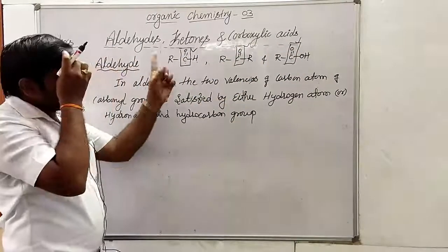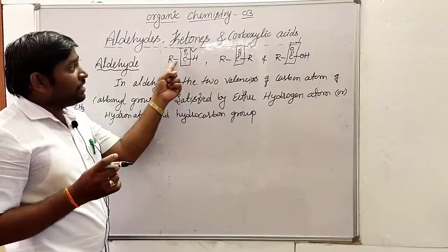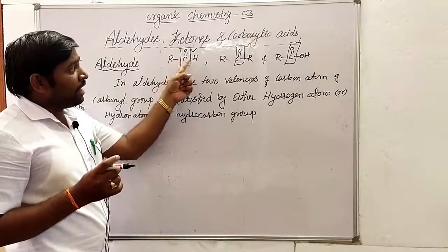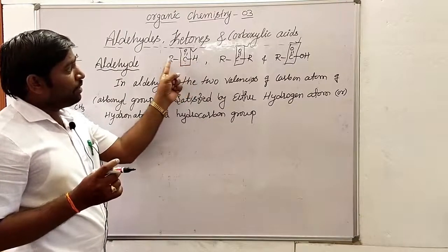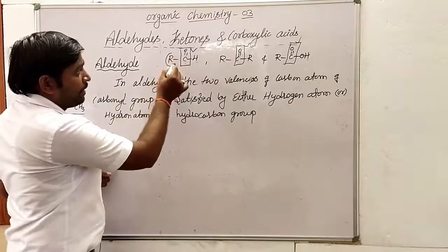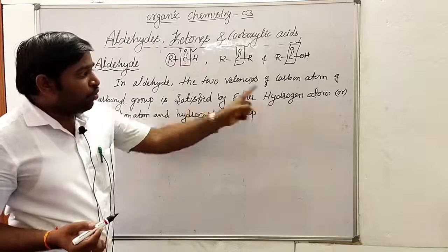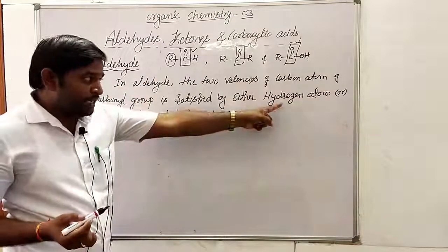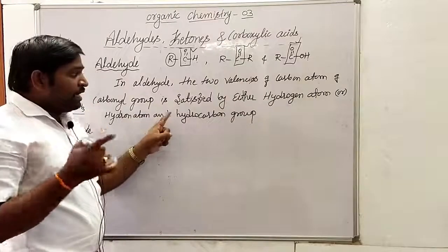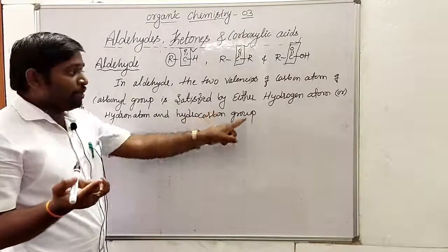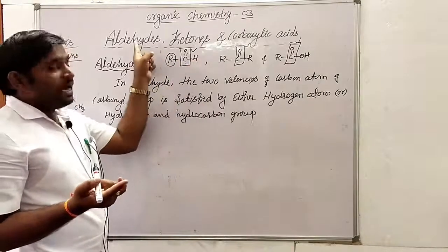So the name of the functional group varies with the variation of the satisfaction of valencies of this carbonyl carbon atom. These two valencies are satisfied either by both hydrogen atoms, or one may be a hydrogen atom and another valency may be a hydrocarbon group. This is a hydrocarbon group, this is hydrogen, that's why it becomes an aldehyde.